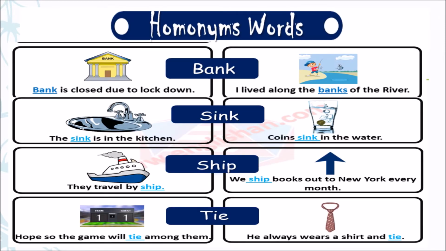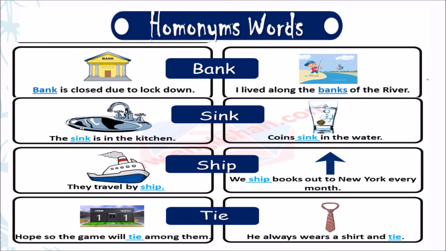Now let's see some more examples for homonyms with example sentences. First we have bank. Bank is closed due to lockdown. I lived along the banks of the river. Then we have sink. The sink is in the kitchen. Coins sink in the water.